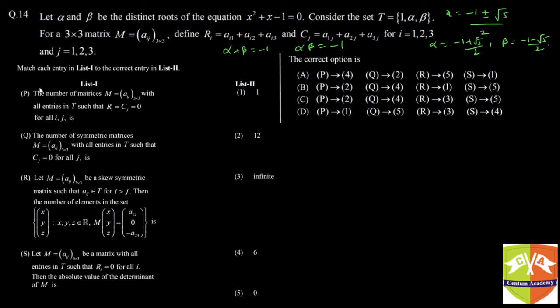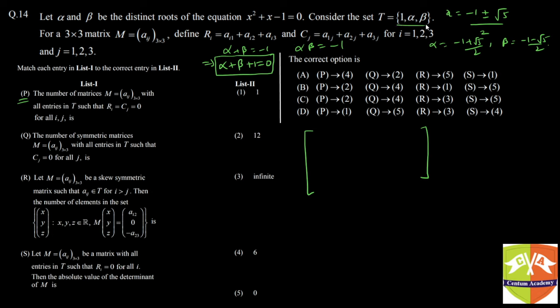Alright, now we have to start looking at the options. Option P is the number of matrices M, a_ij, with all the entries in T, such that the sum of all the rows is 0 as well as all the columns. So let me begin with the first row, and in the first row, we know that alpha plus beta is minus 1, so alpha plus beta plus 1 equals 0. So the only way in which I can make the sum of a row or a column 0 is if one of the elements is 1, one is alpha and one is beta, if all of the elements belong to this set.